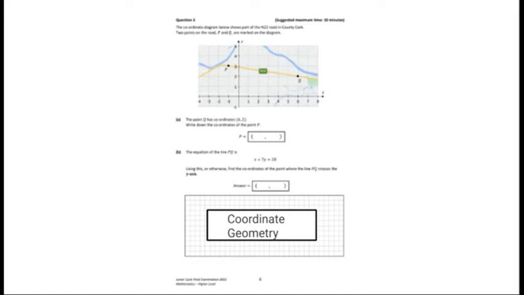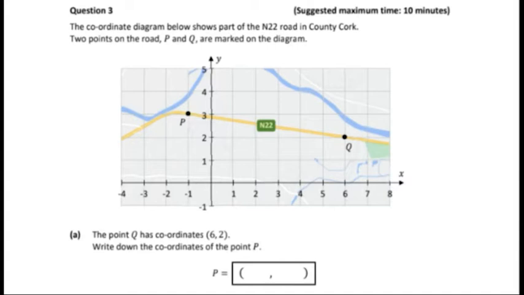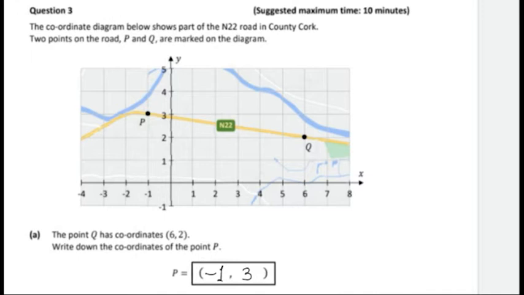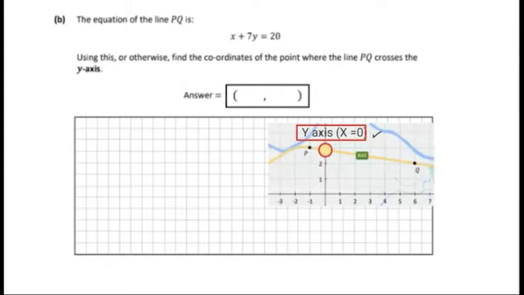So we want to get point P. As you can see, it's up here in the left quadrant. So we go out minus 1, and we go up plus 3. So minus 1 in the x direction and plus 3. And just double check that, because we're going to use that a lot in this question. So the next part is find out where the line PQ crosses over the y-axis.